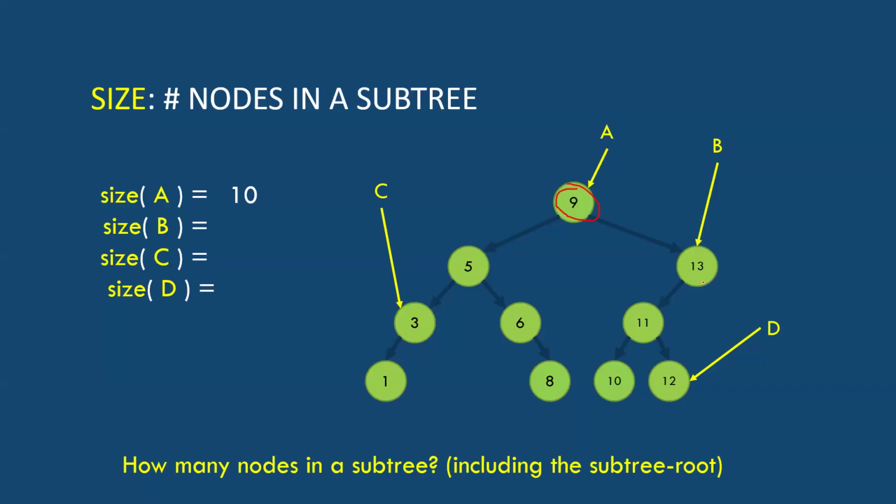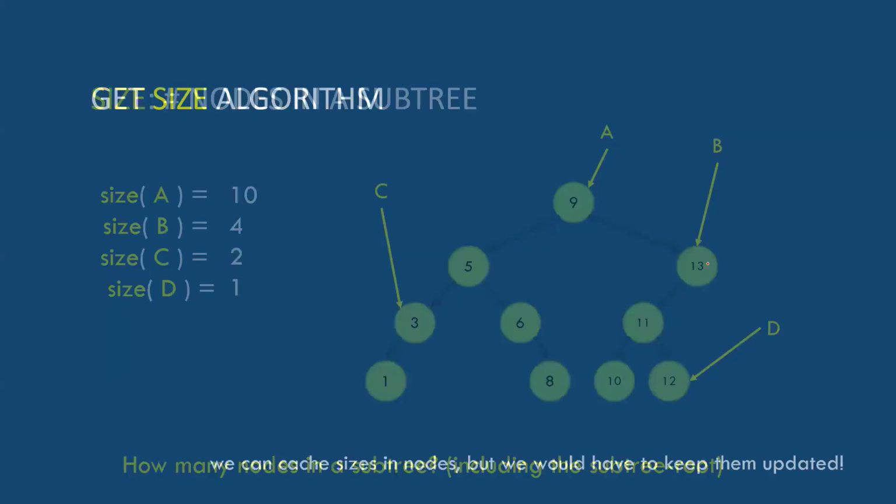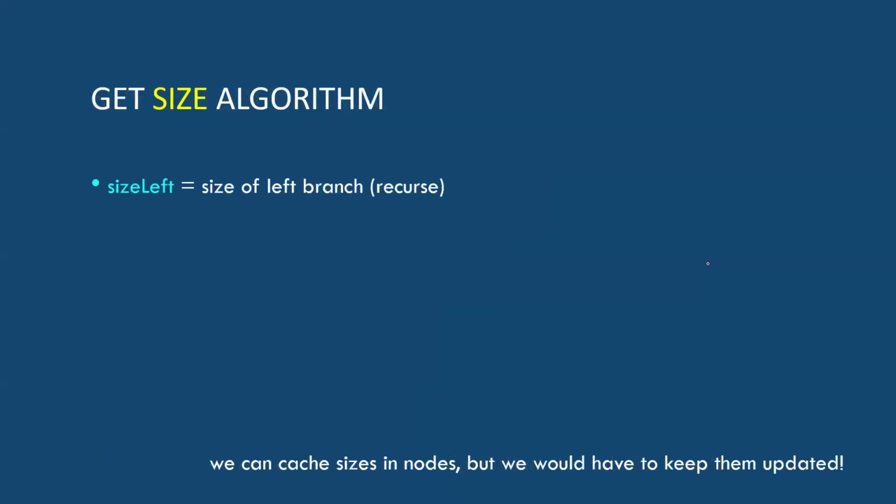1, 2, 3, 5, 7, 8, 9, 10. Okay. So if I check for B, the size of that is 4, including the 13, right? And the size of D is a 1, and the size of C is a 2. So that's the definition of size. But how would we write that code recursively? It's not too hard. It just maybe takes a little bit of scratching your head.